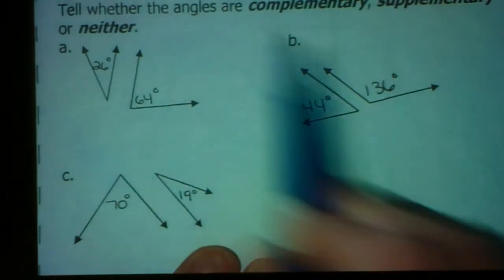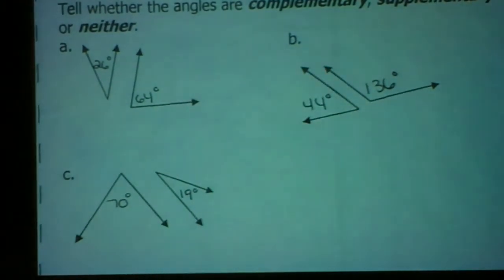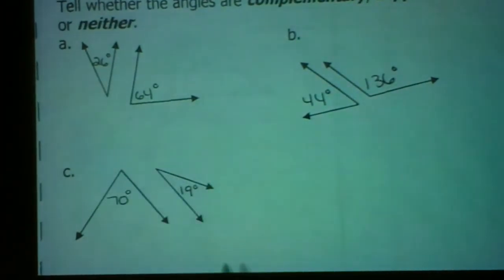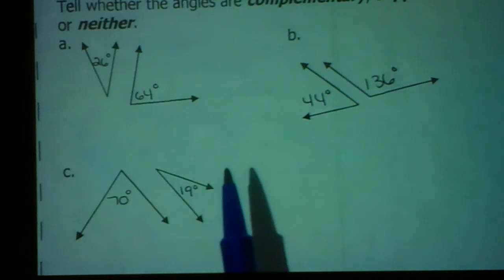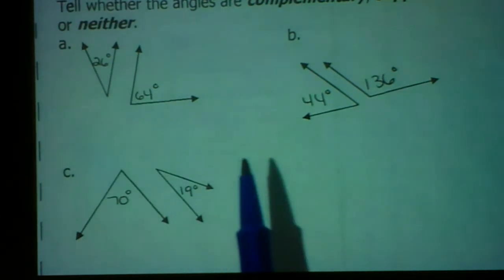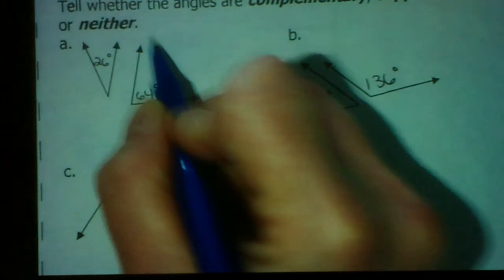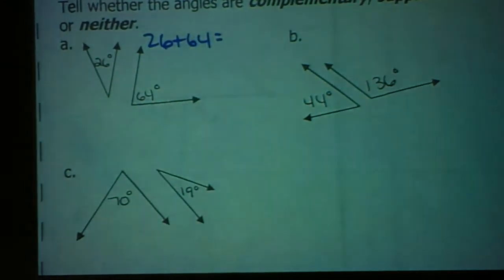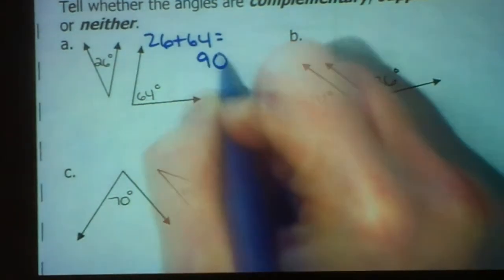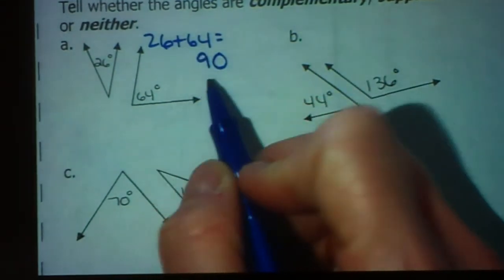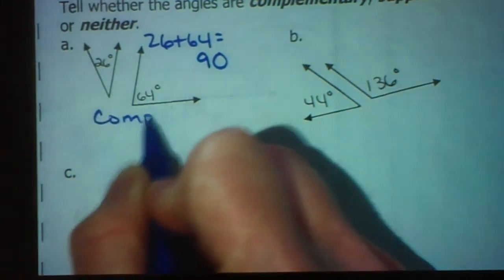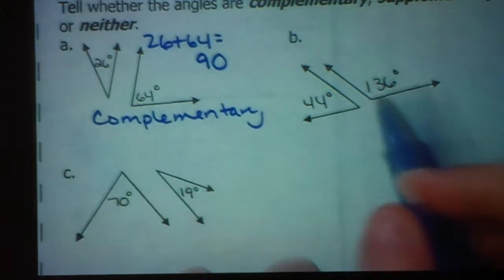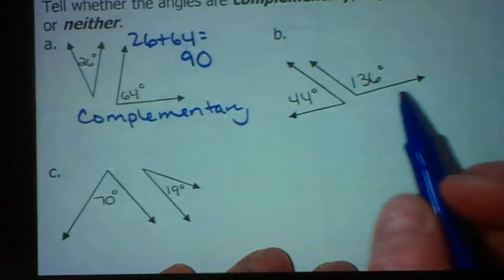Here's the question. Are they complementary, supplementary, or neither? So the first pair of angles is 26 degrees and 64 degrees. And I'm going to tell you, don't just look at them and think, oh, they look like they're 90. You actually need to add them up to make sure. So if we take 26 plus 64, go ahead and do that. What do you got? Hopefully you got 90. So because their sum is 90 degrees, that means these are complementary. Letter B, I have 44 degrees and 136 degrees.